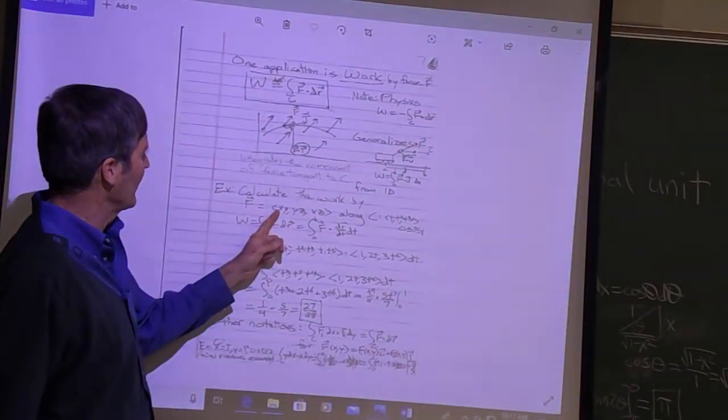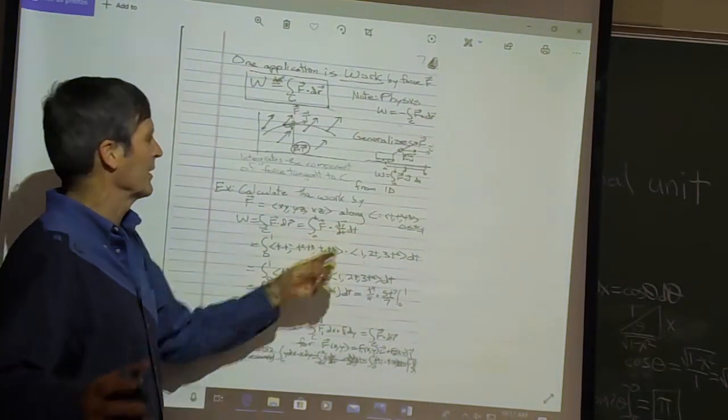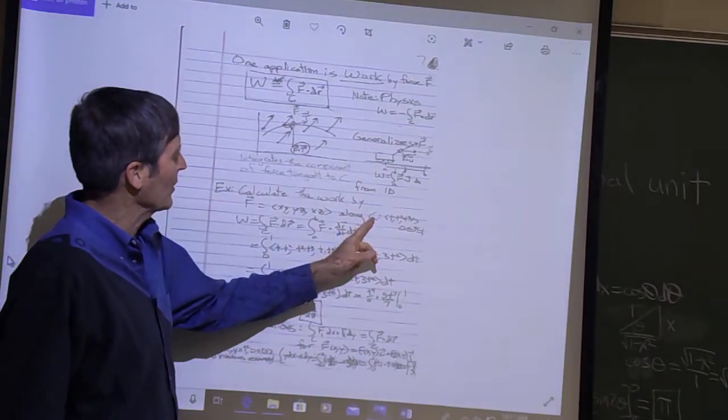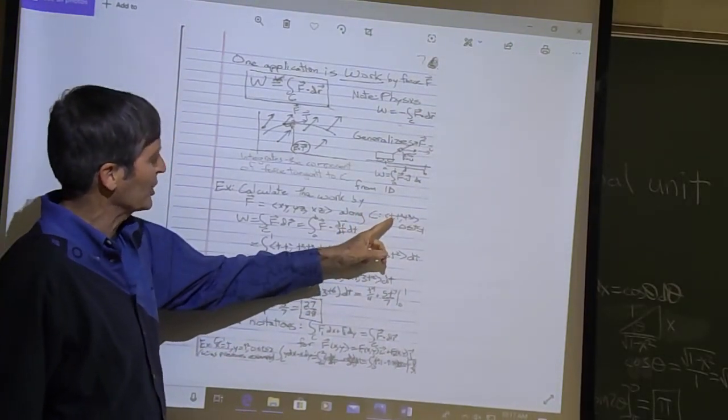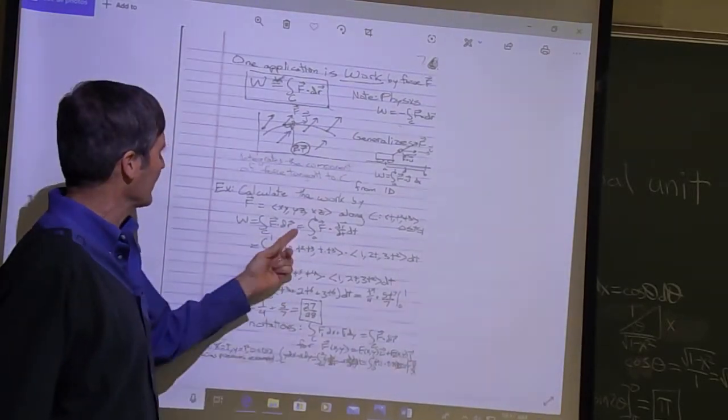Alright, calculate the work for this special case. Suppose f is this function in 3 dimensions, xy, yz, xz, is your force field, right? And you're moving along this curve given parametrically in 3 dimensions by t, t squared, t cubed for t between 0 and 1. What a mess, huh?